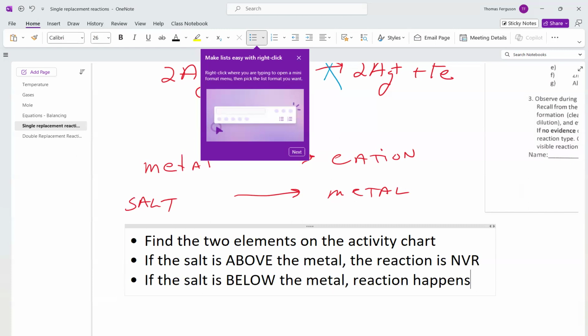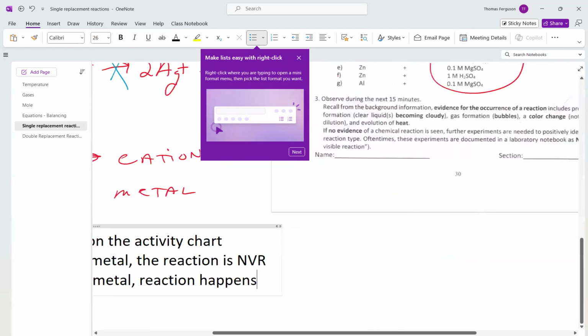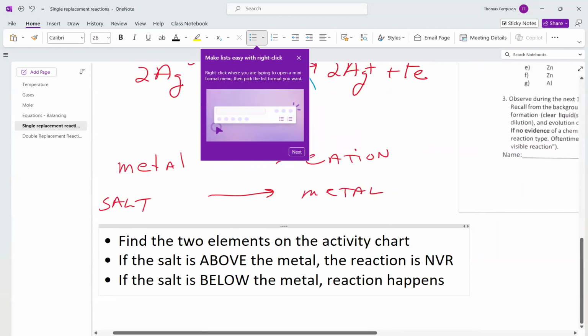Okay, so first thing you do is find the two elements on the chart. Okay, so we have iron and silver. If the salt is above the metal, the reaction is no visible reaction, or NR. And the salt, iron +2, is above silver, so no reaction.